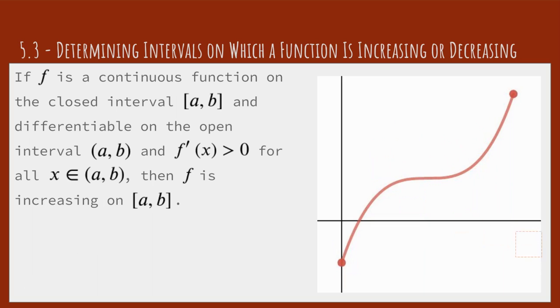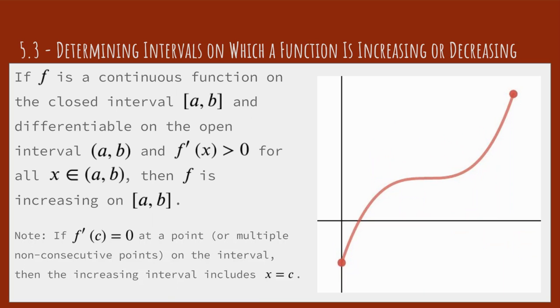So even if the derivative is equal to 0 at points in between, then the interval is still going to be an increasing interval. Okay, so the note down here is saying that if the derivative is equal to 0 at a point or multiple non-consecutive points, so as long as we don't have a section where we have a horizontal line for the function, then we're going to say that the interval is going to be increasing, including x equals c.